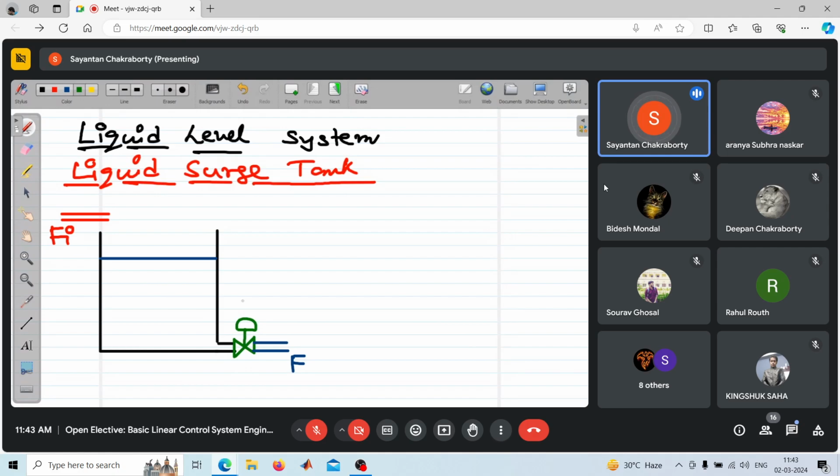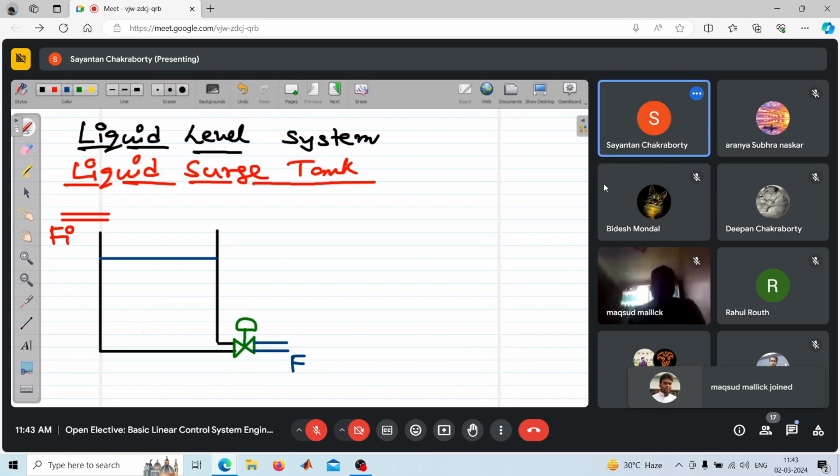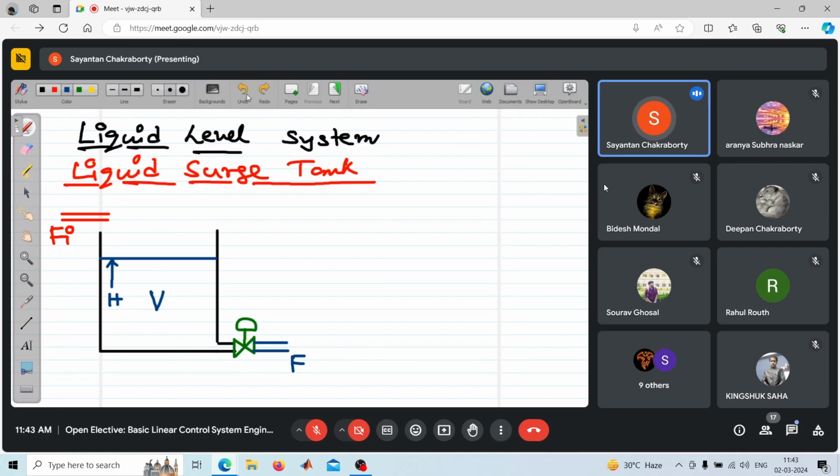And the volume of liquid within this tank is, say, V with a height, say capital H. Capital doesn't seem good, so let's write small h, and the cross-sectional area of the tank is A. Okay? So this is the situation that we have.